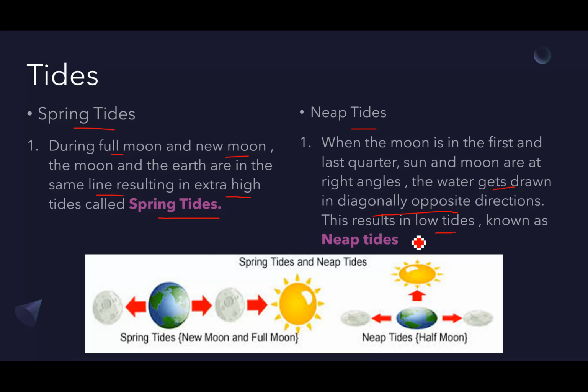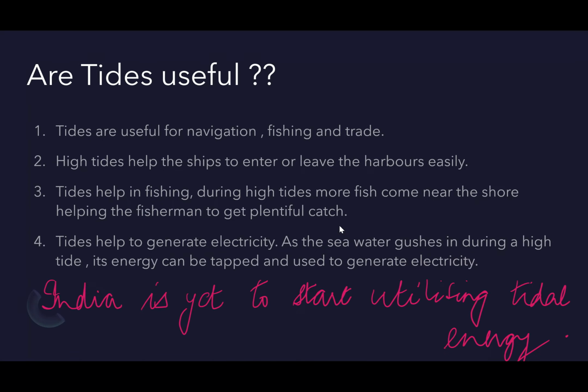If you could just see from the diagram itself, because the water gets drawn diagonally in the opposite directions, right? So that is how low tides or neap tides are caused, and high tides or spring tides are caused like that. Now you would probably feel, are these tides useful? I mean, what is the use of that?